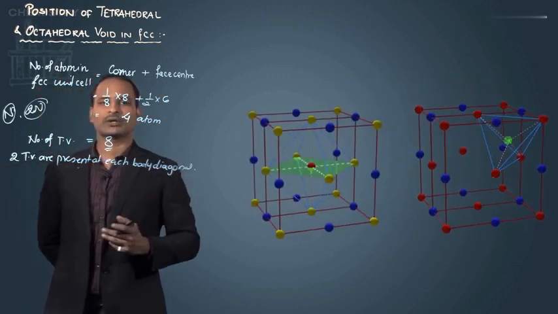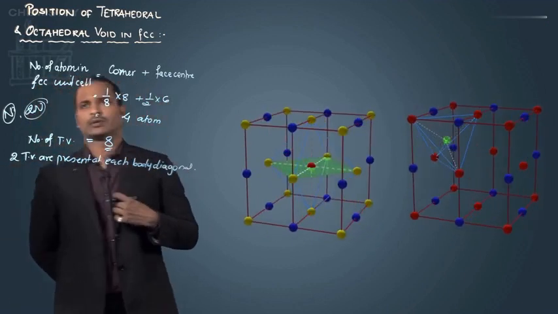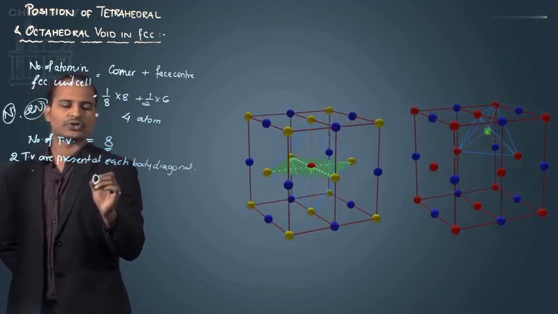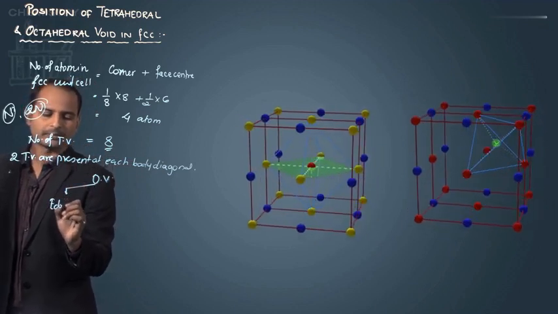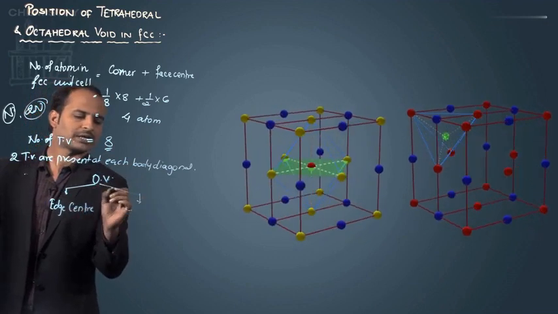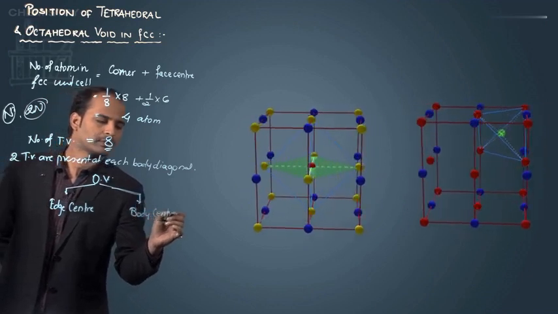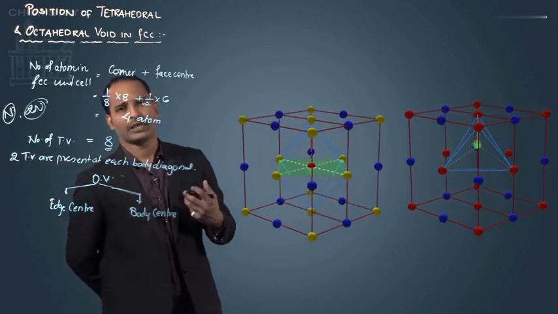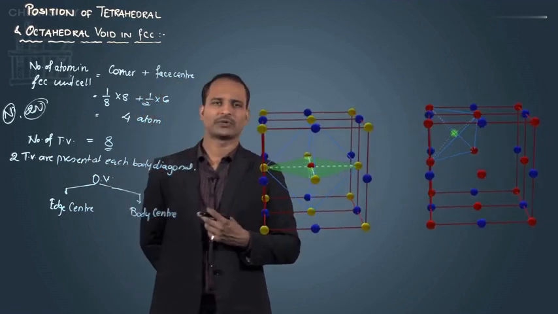Now let's talk about the octahedral void, where the octahedral voids are present. Now the octahedral voids are present in 2 positions. They are present at the edge center, and the octahedral voids are present at the body center, exactly at the center of the unit cell. So there are 2 positions for the octahedral void. If we have an FCC unit cell, then octahedral voids are present at 2 different positions, that is the edge center and the body center.